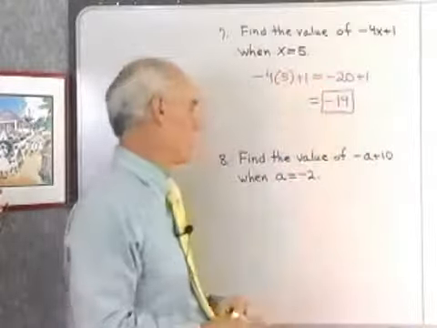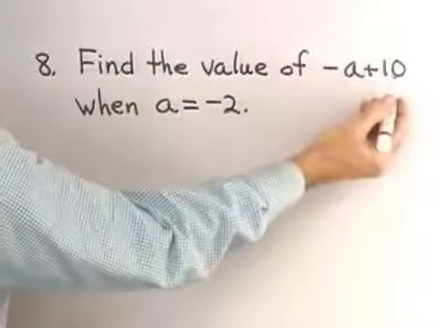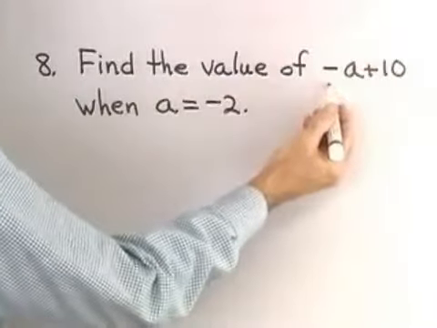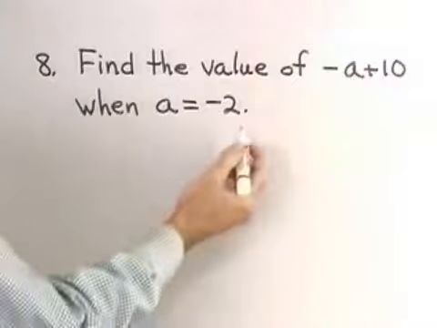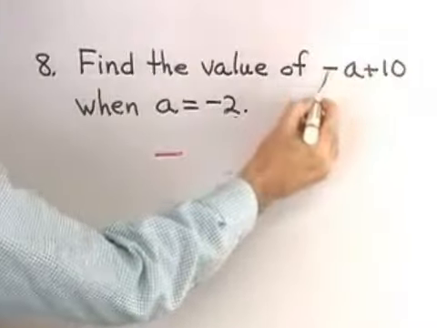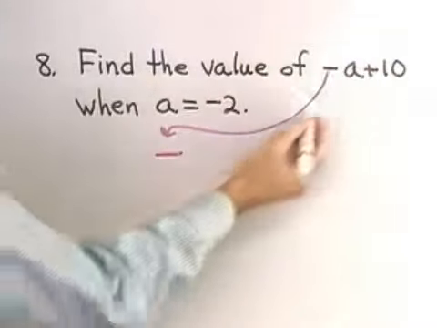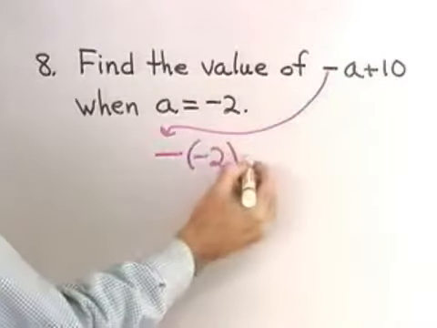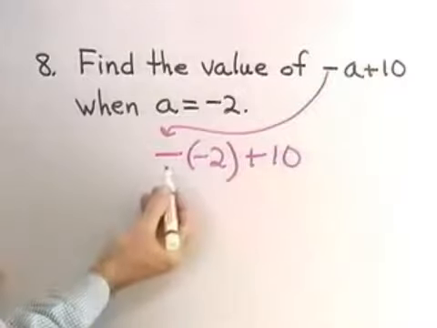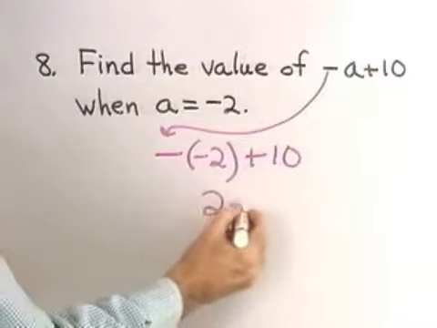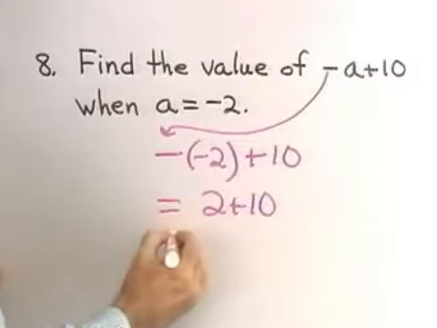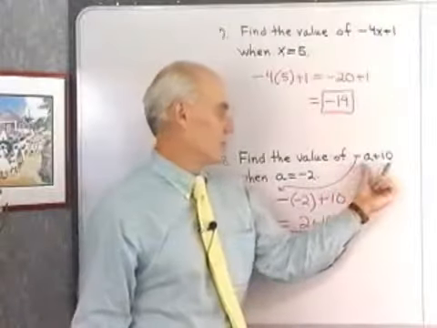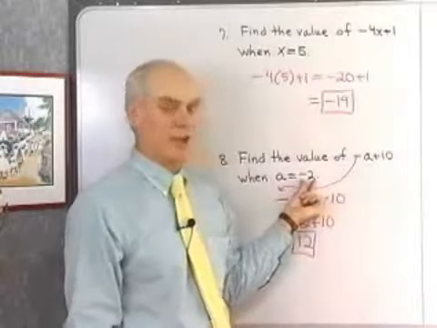Here's another one of those problems. Find the value of negative a plus 10 when a is negative 2. So I want to rewrite this expression with negative 2 in place of a. So here's my negative sign that's in the expression. Now a itself is negative 2. So there's the negative 2 that a is, plus 10. The opposite of negative 2 is 2, plus 10. So I end up with just 12. So this expression turns out to be 12 when a is equal to negative 2.